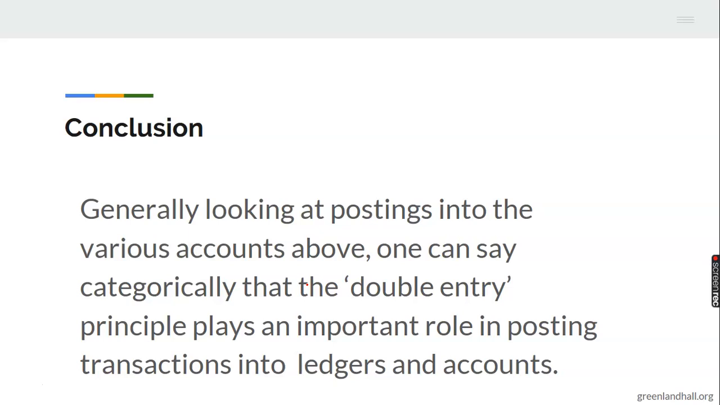Generally, looking at the postings into the various accounts above, one can say categorically that the double entry principle plays an important role in posting transactions into ledgers and accounts.